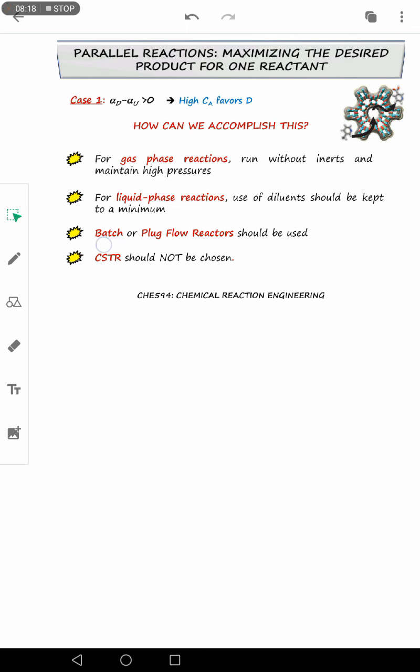Kemudian, in order to accomplish this also, the type of reactor plays a role. So it's good to use the batch or plug flow reactors, because these reactors can always maintain a high concentration of reactant A. And CSTR is not recommended to be chosen in this reaction, in order to make sure the concentration of reactant A is high.